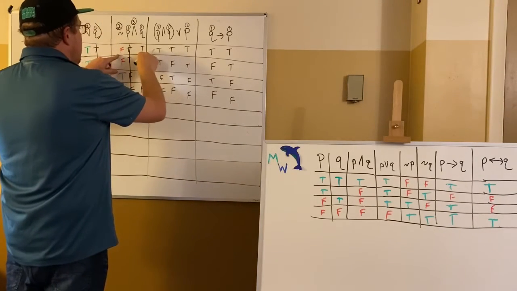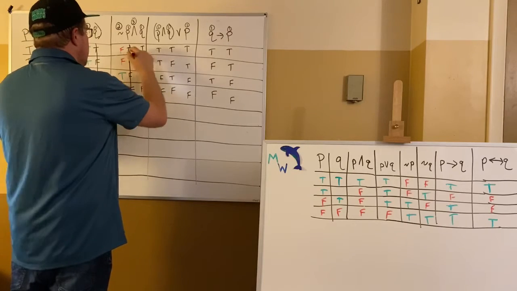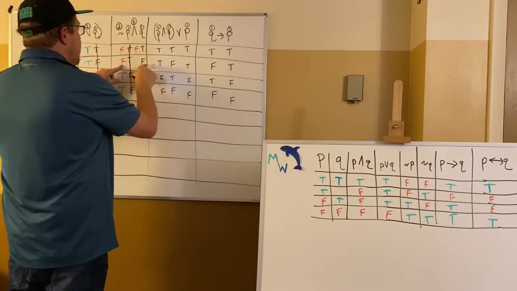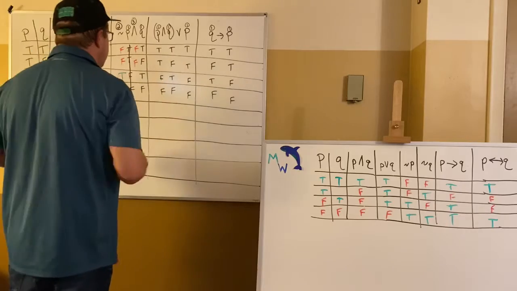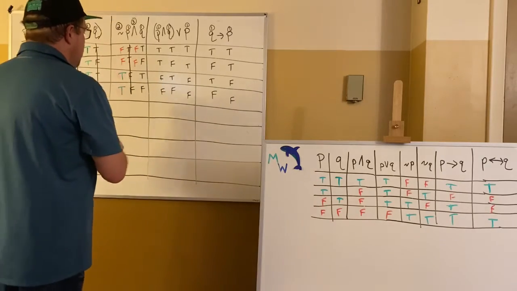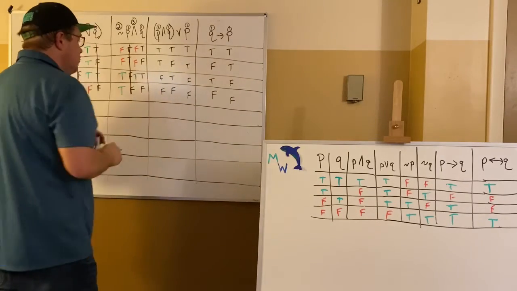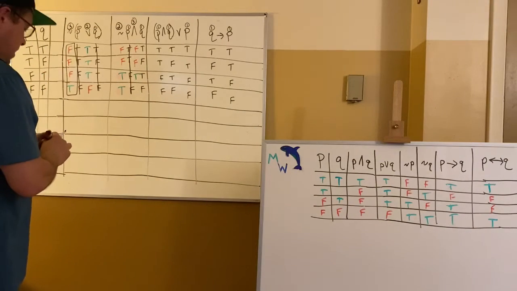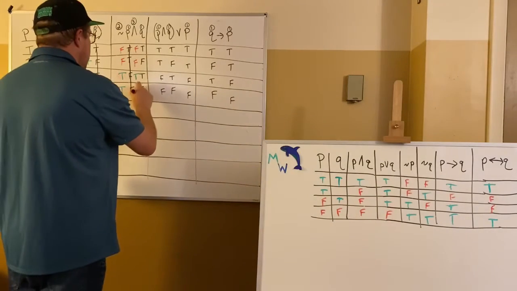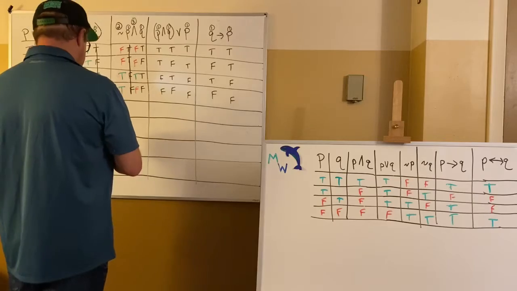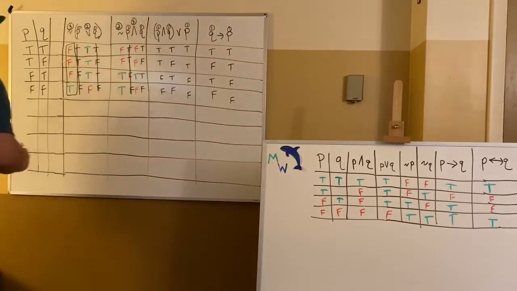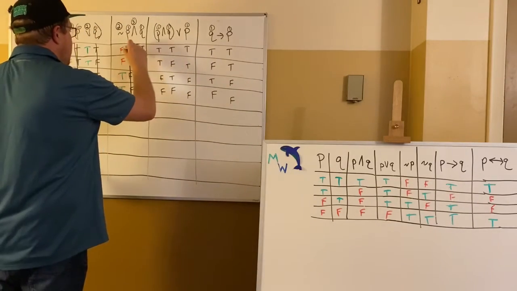F and T, are they both true? No. So I'm going to go false. F and F, are they both true? No. So I'm going to go false. T and T, are they both true? Yes. That gets a value of true. T and F, are they both true? No. That gets a value of false. And now the answer to this is the third move that I made, and this is FFTF.